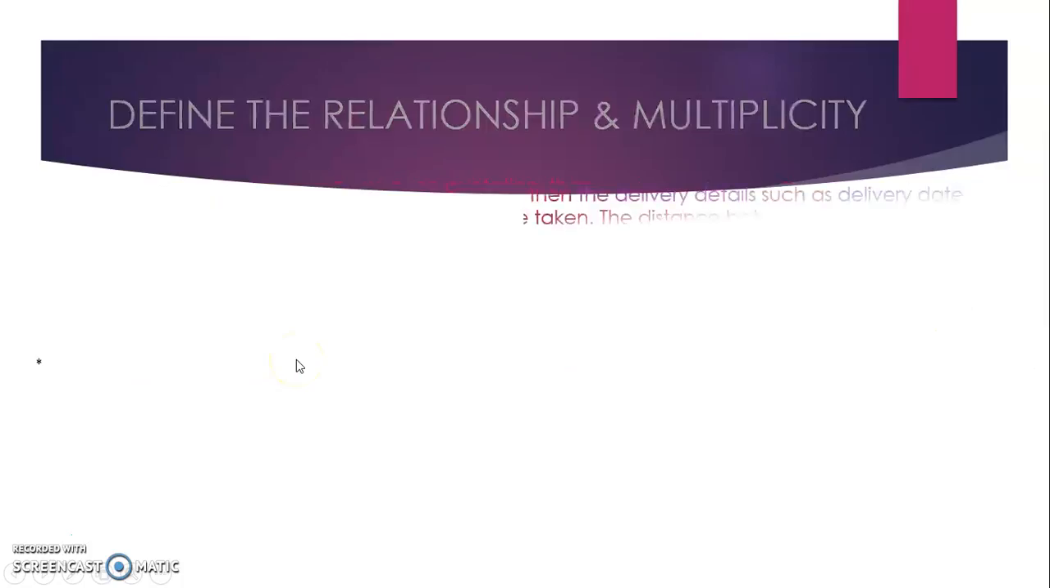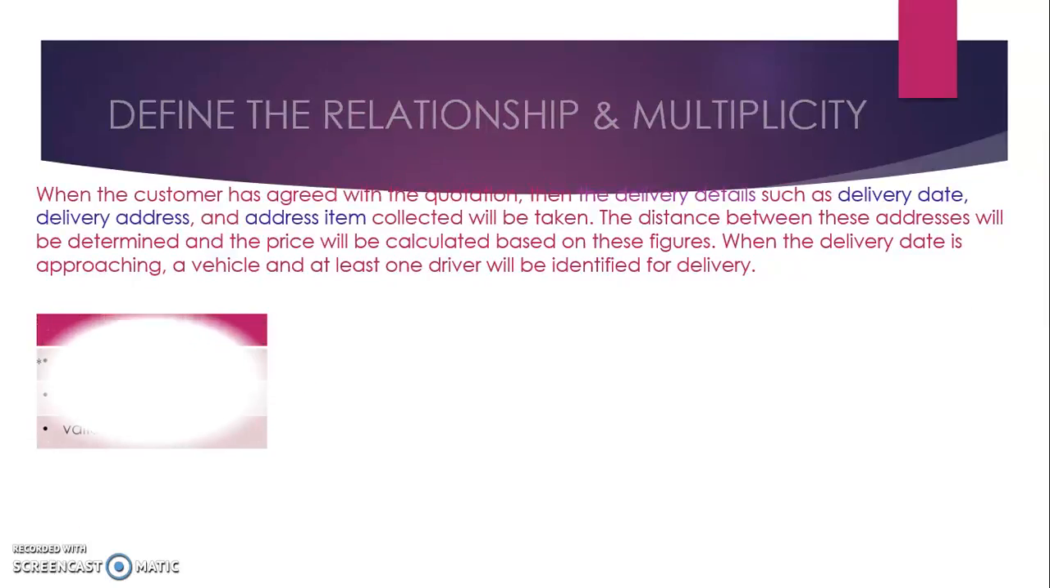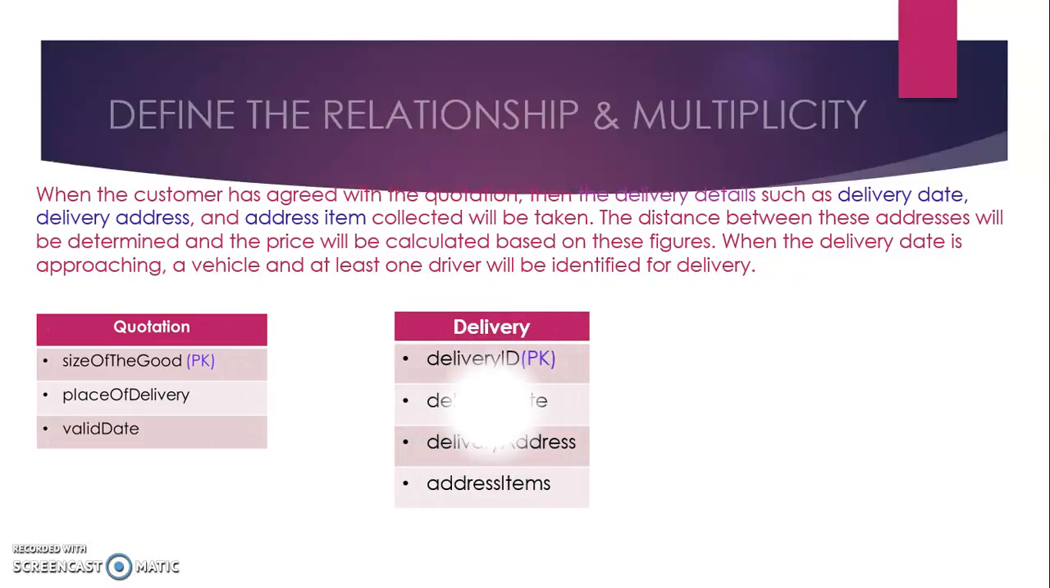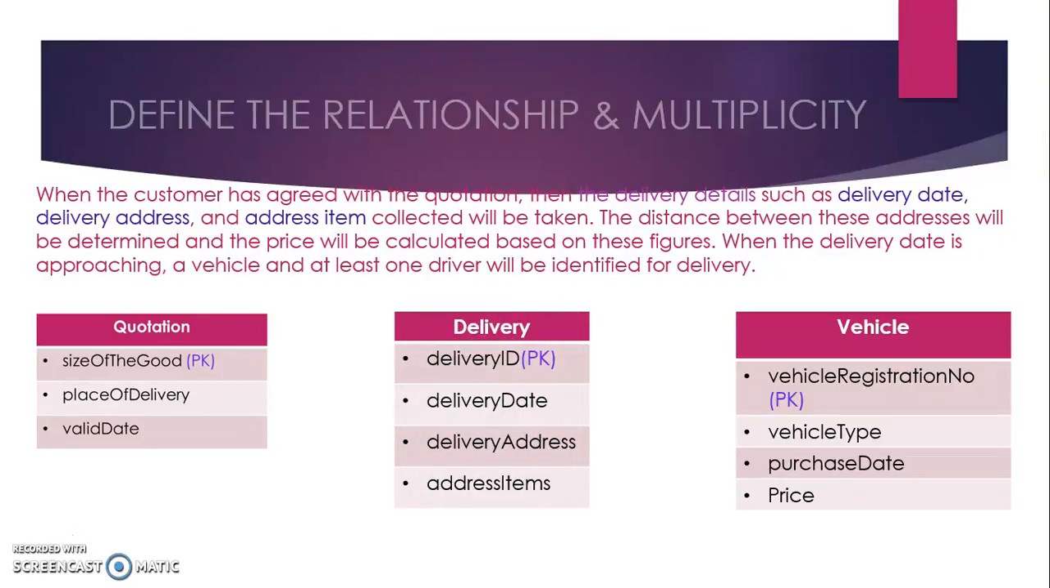Next slide, the relationship between quotation, delivery and vehicle. The first relationship is quotation take delivery. The multiplicity is 1 to 0 and 0 to 1. The next is delivery to vehicle, with multiplicity 1 to many and many to 1. This is the relationship between quotation, delivery and vehicle.